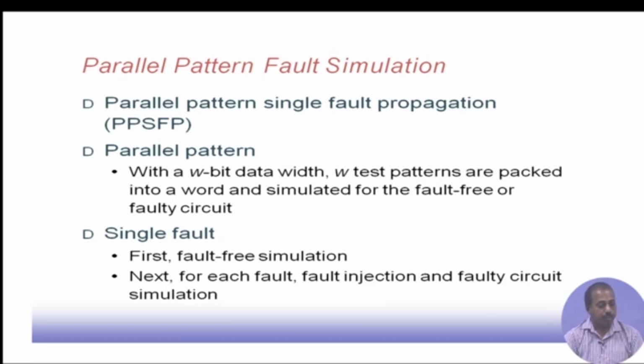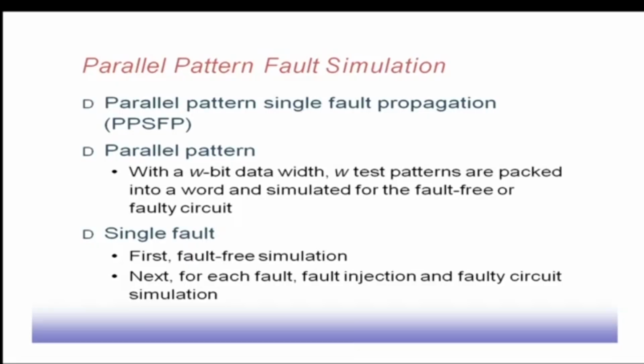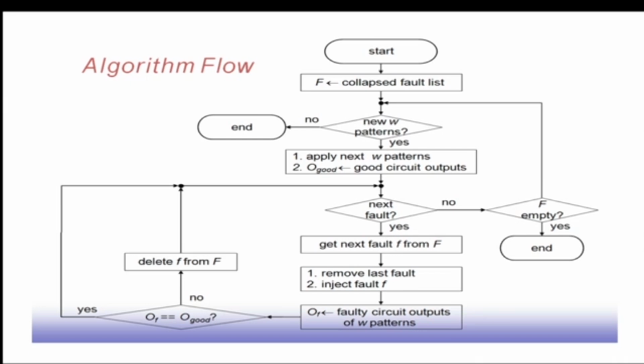First a fault-free simulation is done, and then for every fault we do a fault injection and faulty circuit simulation. Here we have an advantage, because in one shot, for a particular fault, we get a large number of patterns that can detect it. This way we can do fault dropping, and since many patterns are simulated simultaneously, it saves effort. So, this is the flow of the algorithm.